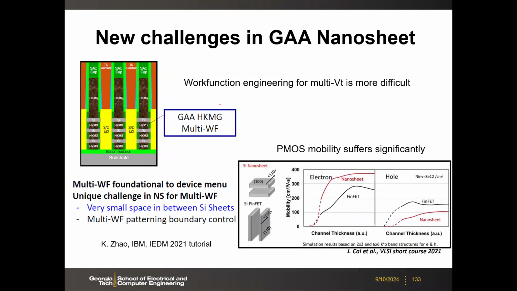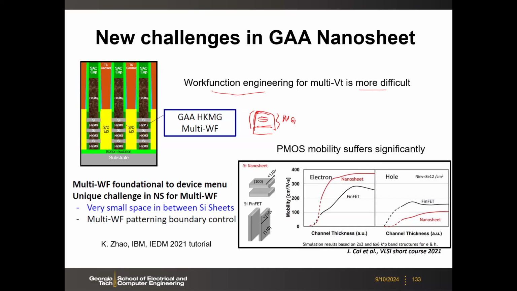So here, then, there are some new challenges in this gate-all-around nanosheet design. One of them is that the work function engineering becomes more difficult. Why is that? If you recall, we talked about the high-k metal gates and the multi-work function engineering by changing the high-k metal gate. You can have different heights of the metal gates, or you can have different materials in the metal gates.